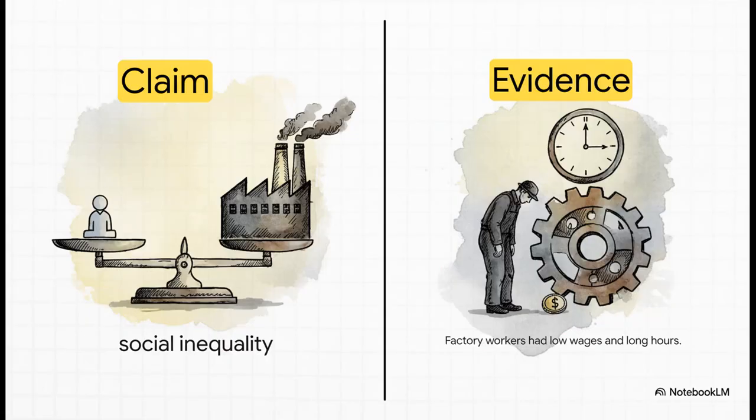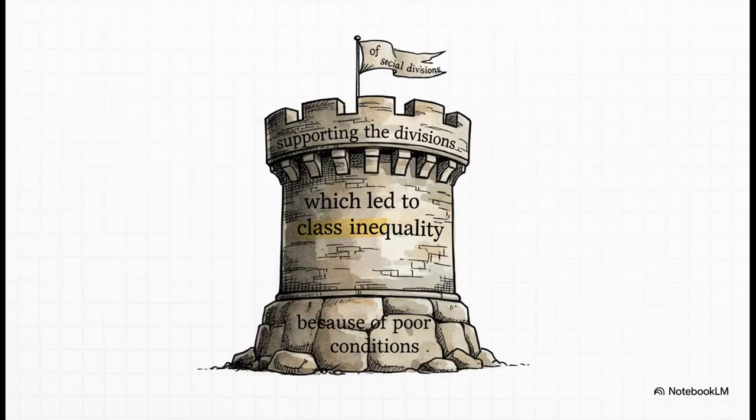Let's make this real. Okay, imagine your claim is that industrialization led to social inequality, and your evidence is the fact that factory workers had low wages and long hours. Now, a weak writer just states that fact and moves on. We're not going to do that. We're going to run it through our system. And boom, this is what you get when you answer those 5 questions.